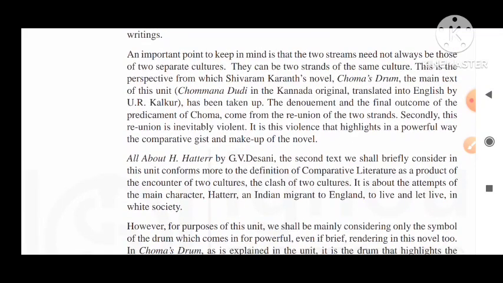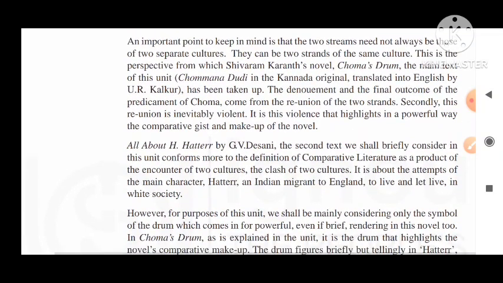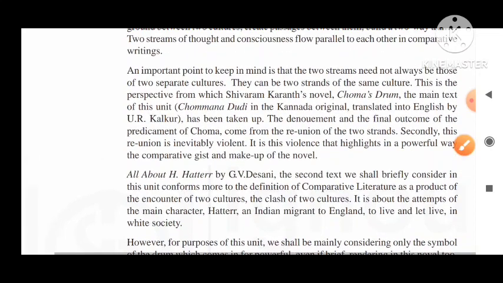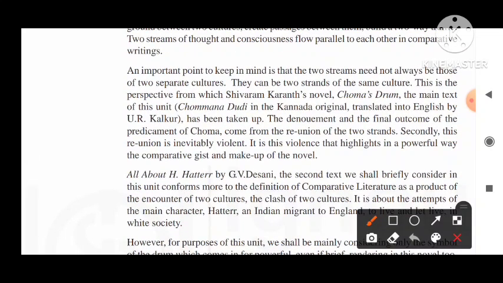Okay, so you can write down. This is the perspective from which Sivaram Karanth's novel is taken up. From which novel did Choma's Drum come? From Sivaram Karanth's novel. The main text is Chomana Dudi, which is in the Kannada original, translated into English by U.R. Kalkur. Okay, Sivaram Karanth wrote the novel, that is Choma's Drum.